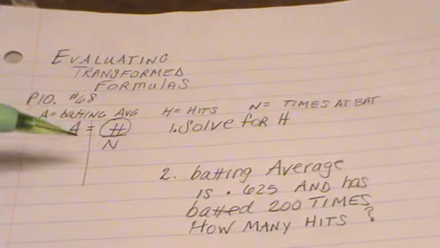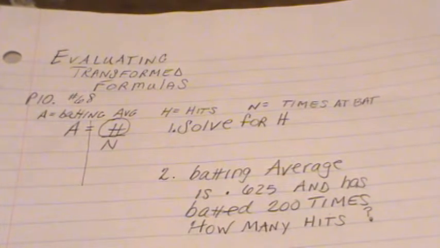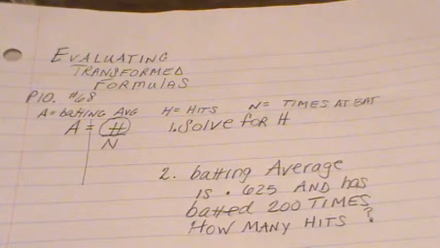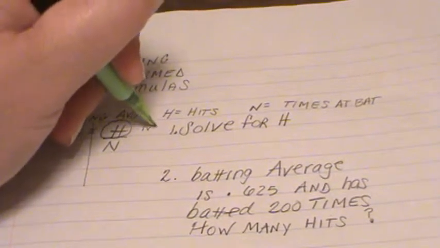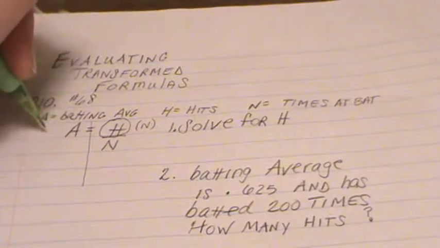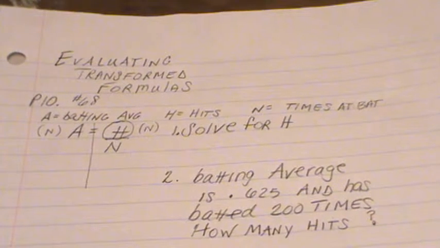So because I'm dividing by N, to undo division, you will do the opposite. So we are going to multiply each side by N. Remember, I always put mine in parentheses. That's just a reminder for me to make sure that I know that I'm supposed to be multiplying.